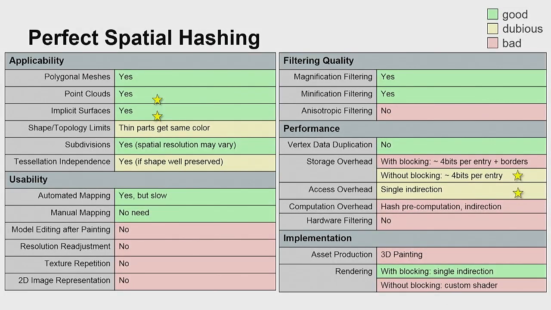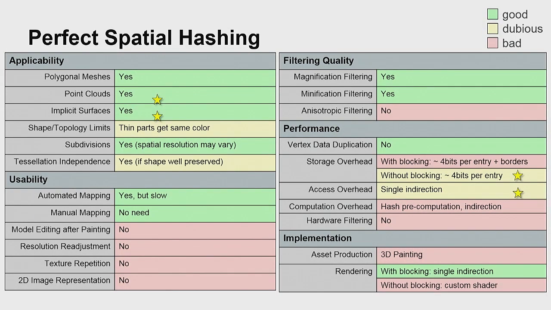Again, subdivisions are perfectly fine. Tessellation independence, we have the same problem, maybe even a little more, because you have the full resolution hash table at any point. So you need to make sure that your different tessellations of your surface will have the exact same final 3D surface in the end. As long as you have that, you can have tessellation independence. But that's quite a bit of a restriction, I would say. We have, of course, automated there. Well, there's really no need for mapping, so you have that usability improvement.